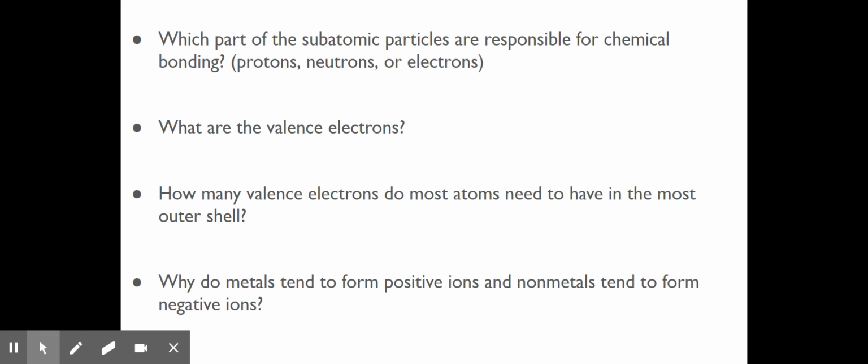Which part of the subatomic particles is responsible for chemical bonding: protons, neutrons, or electrons? Which one have we been talking about in the previous slides? What are valence electrons? How many valence electrons do most atoms need in the outermost shell so they can be stable? And why do metals tend to form positive ions, meaning why do they lose electrons, and nonmetals tend to form negative ions? Consider the electron arrangement for metals and nonmetals, and also their ability to attract electrons. Thank you very much. We're going to go through more detail during the live class.